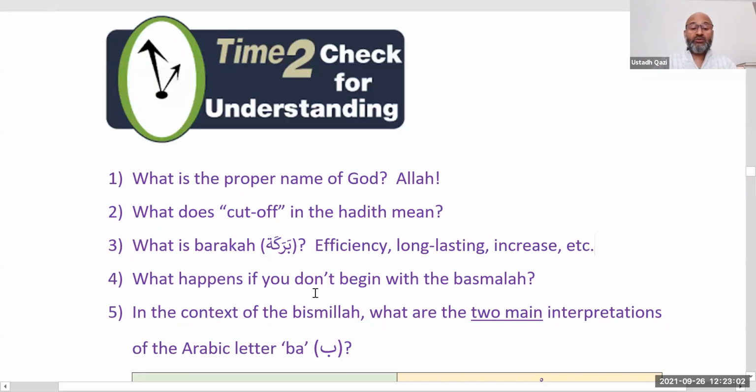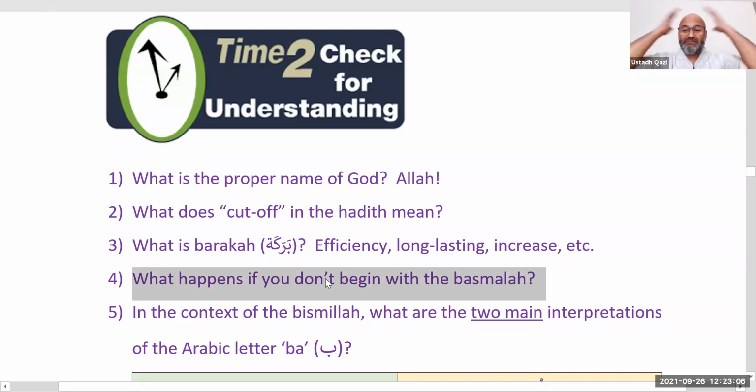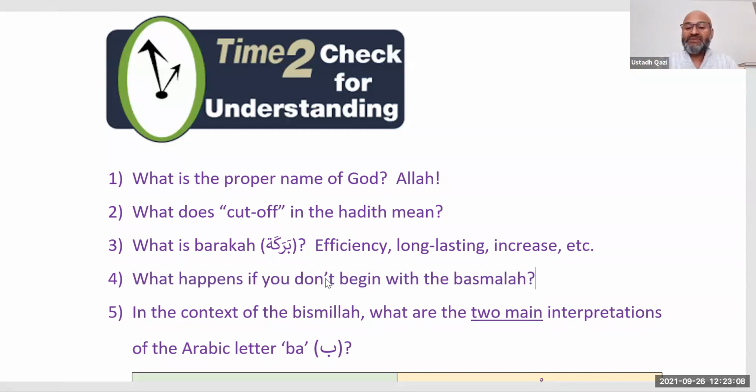Okay, let's go on to the next question. What happens if you don't begin with basmala? Oh my God, I forgot to say basmala. Basmala is a shorthand term which means to say Bismillahir Rahmanir Rahim. What happens if you don't begin with basmala or Bismillahir Rahmanir Rahim? Well, you will not have barakah, right? But then what do you do? If you forget, just remember it. Just say it, better late than never.